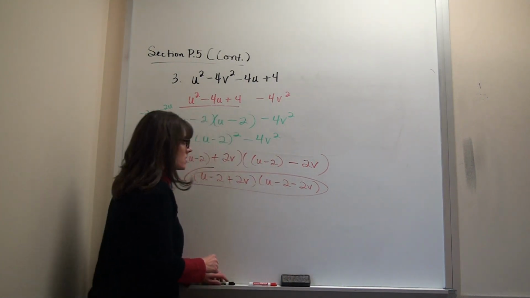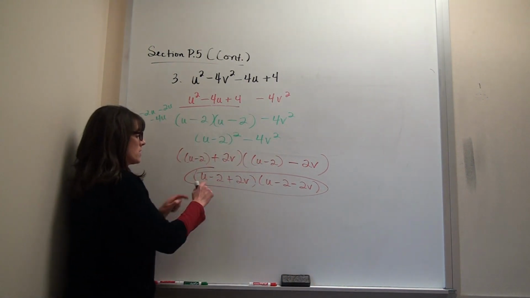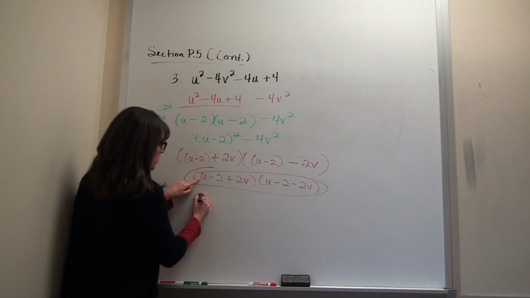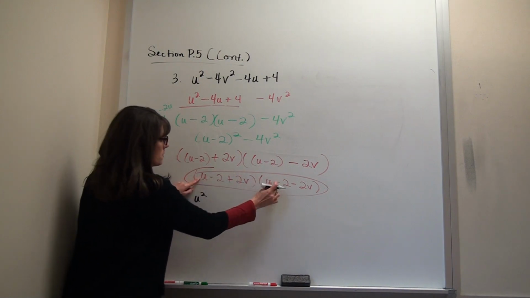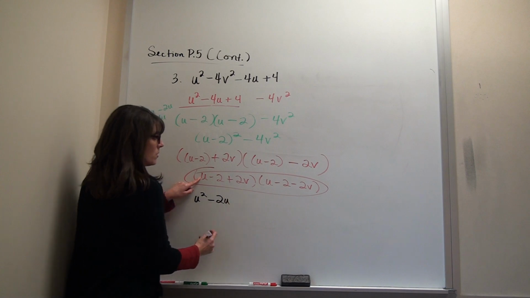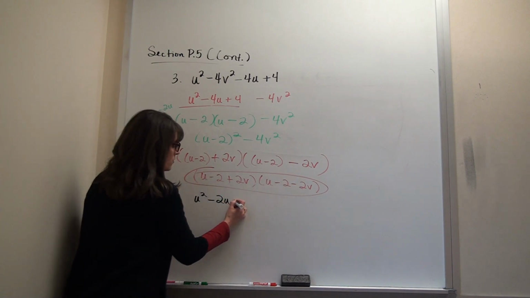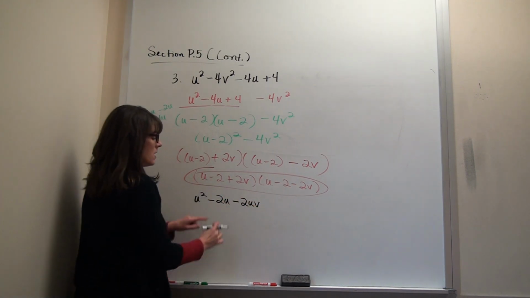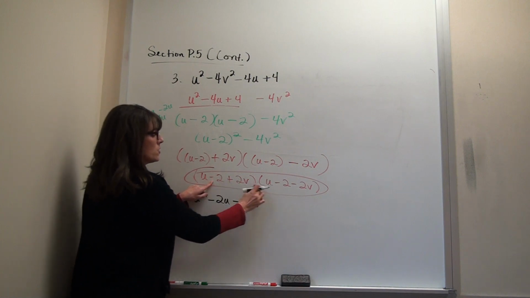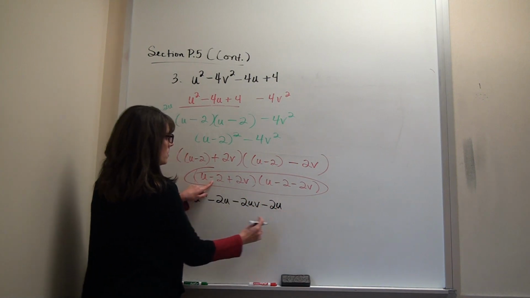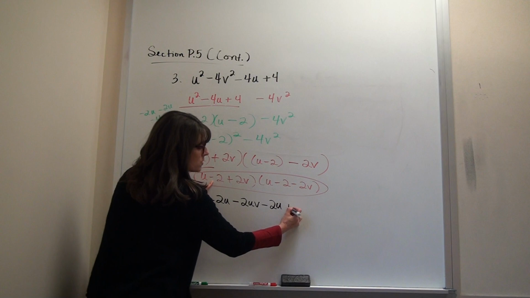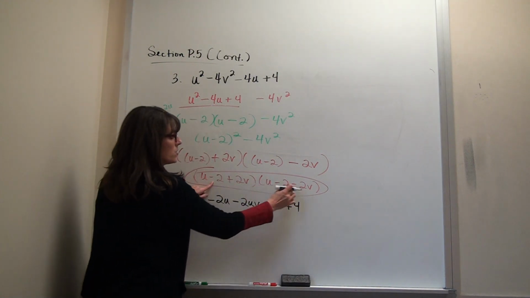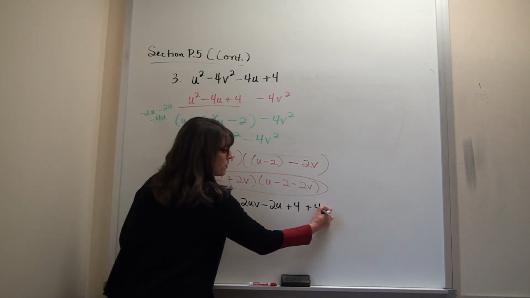And just like with all the others, you can check that. Remember, all you got to do is that extended distributive property. When I take a u times a u, I get a u squared. When I take a u times a negative 2, I get a negative 2u. When I take a u times a negative 2v, I get a negative 2uv. Send this through. A negative 2 times u is a negative 2u. A negative 2 times a negative 2 is a positive 4. A negative 2 times a negative 2v is a positive 4v.